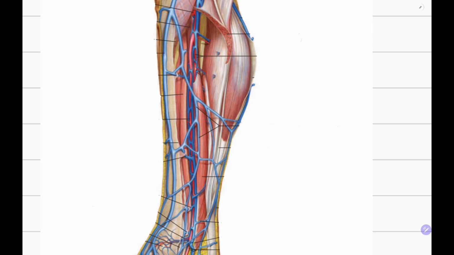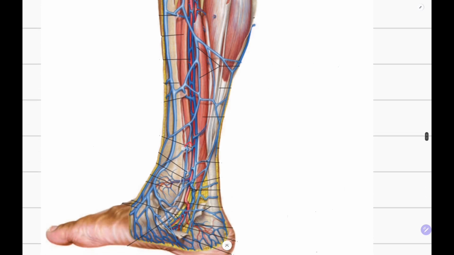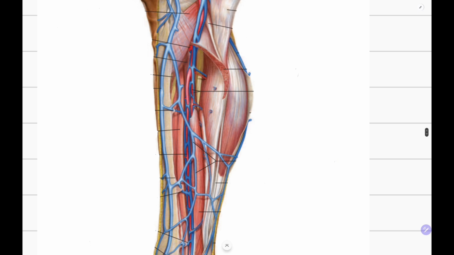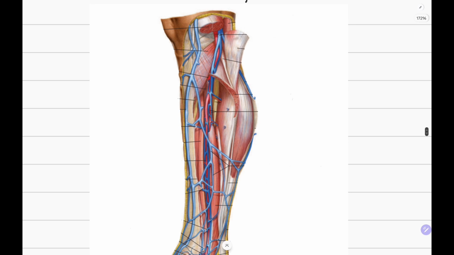And eventually the deep veins and the superficial veins get connected with the help of the perforator. Right here is the perforator vein. So here is one perforator vein, here is another perforator vein, here is another. So these perforator veins connect the superficial vein with the deep vein. So this is our perforator vein.